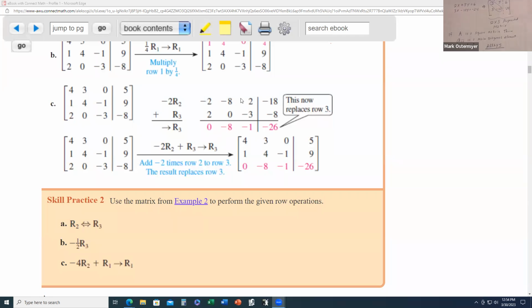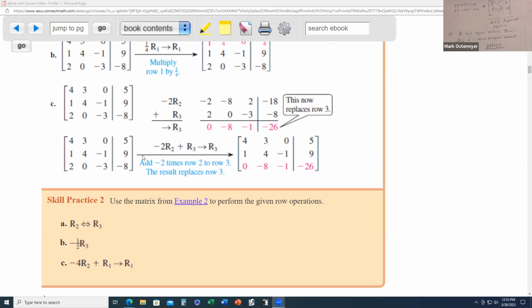And by adding these values together, we produce a brand new row 3, an equivalent row 3. It doesn't look like it's equal to the original row 3, but it is. And the new equivalent row 3 would be 0, -8, -1, -26. Now we update our matrix after having performed that elementary row operation. This would be our new equivalent matrix over here.